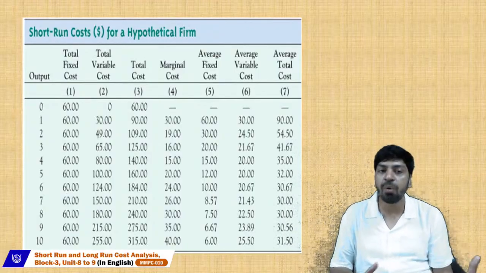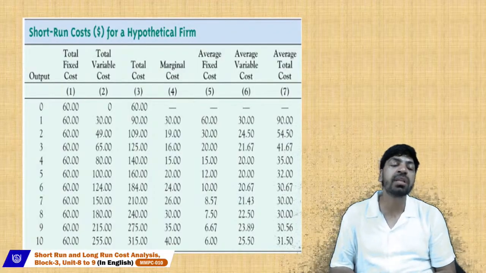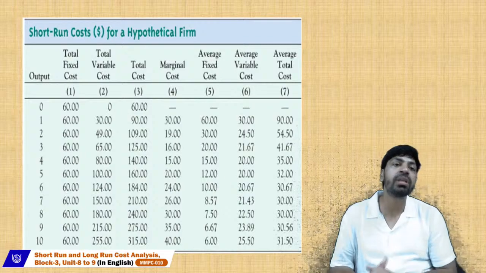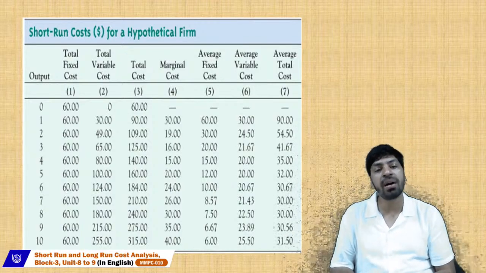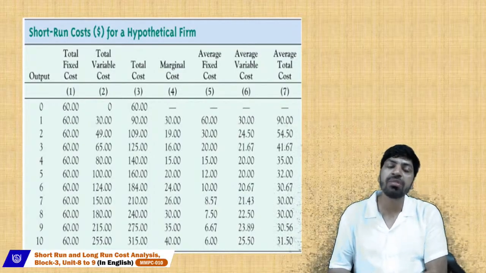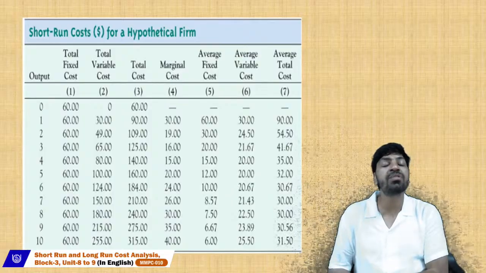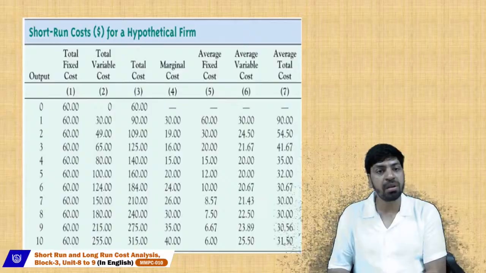So this is how we need to calculate the short run cost. Given the level of output and total fixed cost, total variable cost is also available, and accordingly you need to calculate the total cost, marginal cost, average fixed cost, average variable cost, and average total cost.